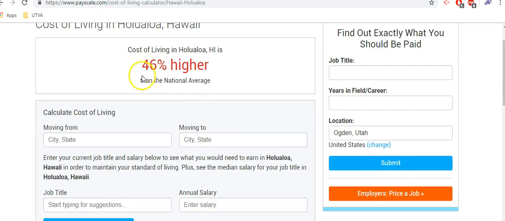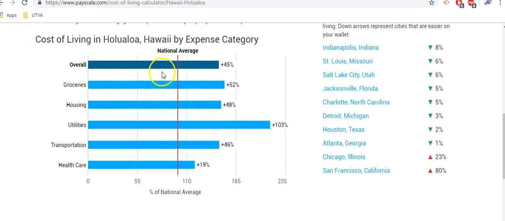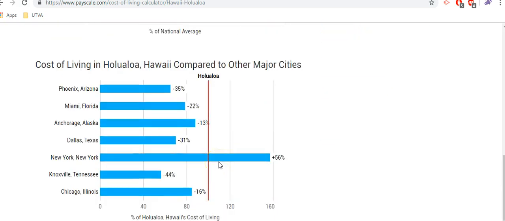Okay, so if we were to go from Salt Lake City to Honolulu, it's 46% higher that it costs. So your overall, your groceries are going to be 52.5% higher. Your housing would be 48% higher. Your utilities would be crazy expensive. Transportation is going to be more, and healthcare is going to be more. Okay, and you can kind of see like a cost of living in Honolulu.